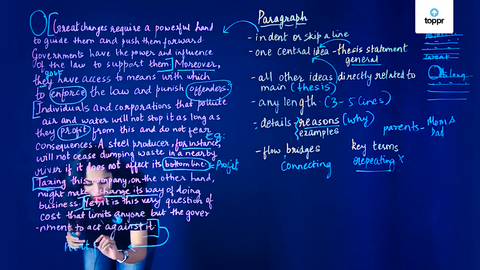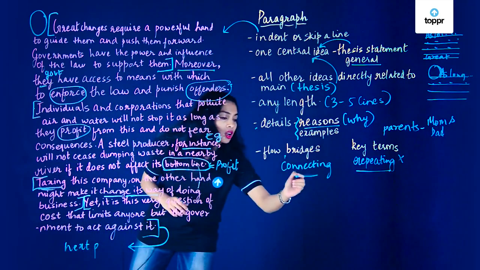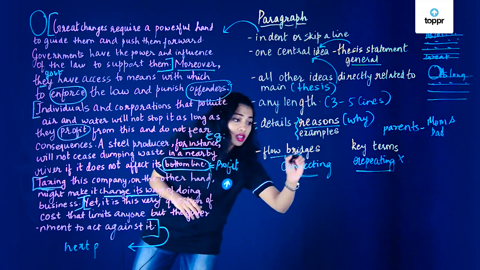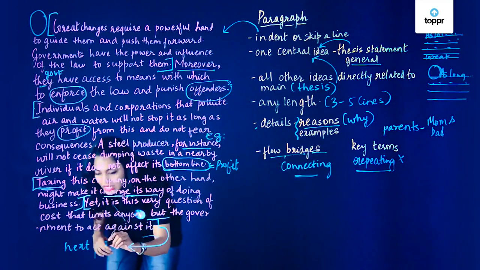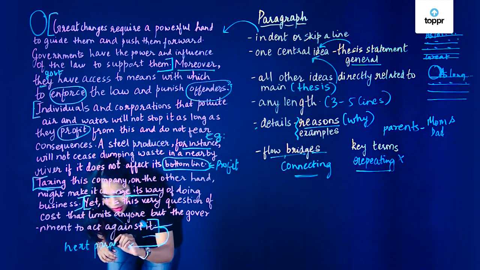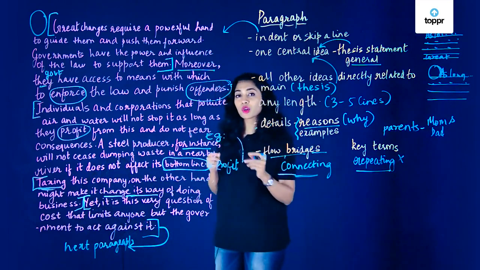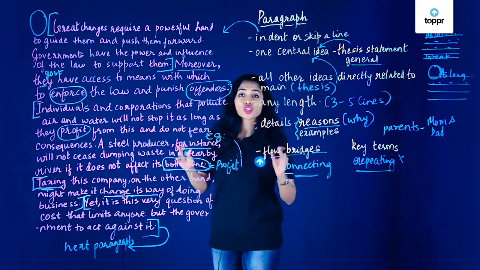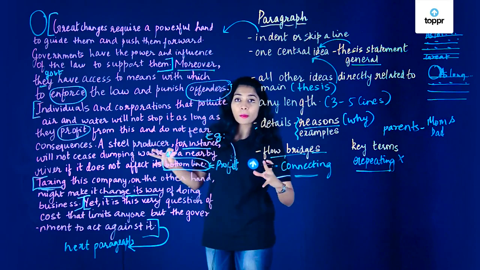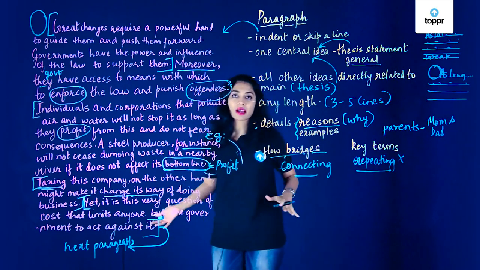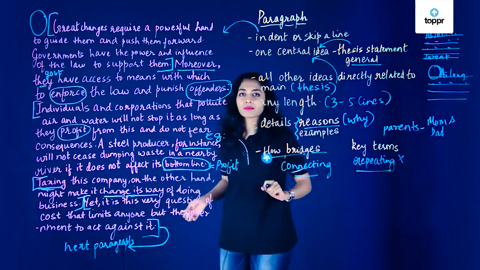And what are these things? These are linking words, or these are flow bridges. Just keep in mind that the last part of your paragraph, or the last sentence of your paragraph, should be the connector or the flow bridge for the next paragraph, or the first sentence of the next paragraph.